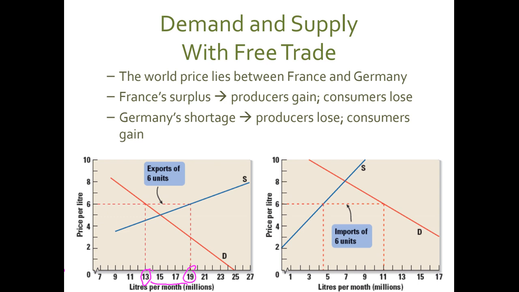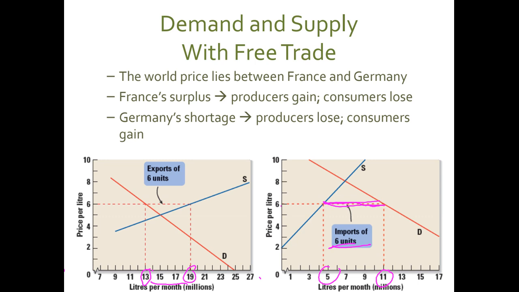Similarly, in Germany, when the price decreases to $6, consumers are demanding 11 units or liters, sorry. Whereas domestic suppliers are not going to supply more because the price has gone down. Earlier, they were charging $8. Now the price is $6. So they will only produce 5 units. So there's a shortage. Consumers are demanding more than domestic producers are producing. So this shortage will be met by importing. So Germany will import wine from France, 6 units or 6 liters.